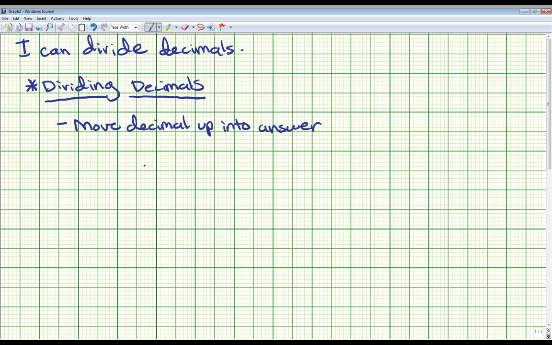And you can do this before you do any division. You can move it straight up before you even look at the numbers, which is kind of nice. So let's go ahead and get to our examples, keeping that in mind. So example 1 on page 94 is dividing decimals by whole numbers. So it says find 7.6 divided by 4.